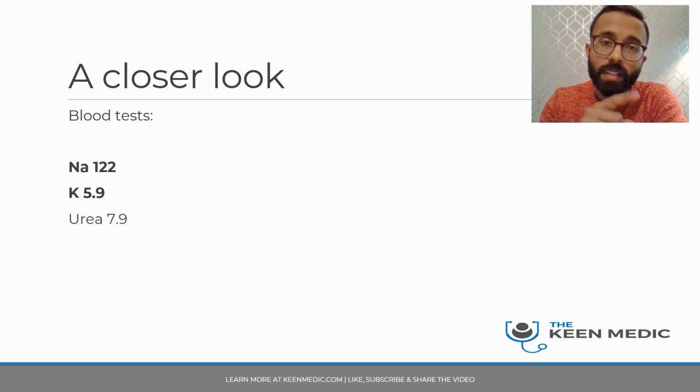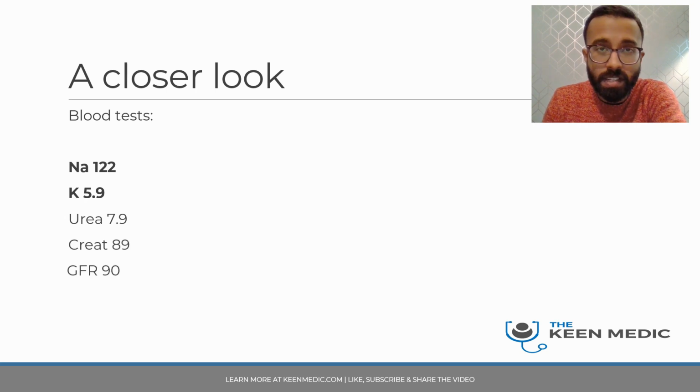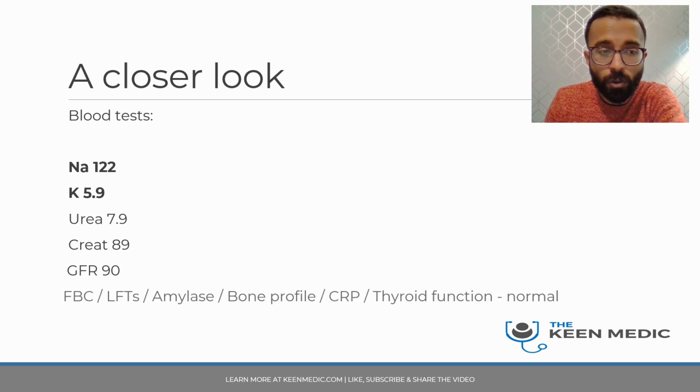All right, urea is 7.9. Now I'll tell you this is actually raised. Okay, so urea is raised as well. Creatinine is 89, fine, satisfactory, and eGFR is 90. Again, quite satisfactory, quite normal. Everything else is normal, including the thyroid function.